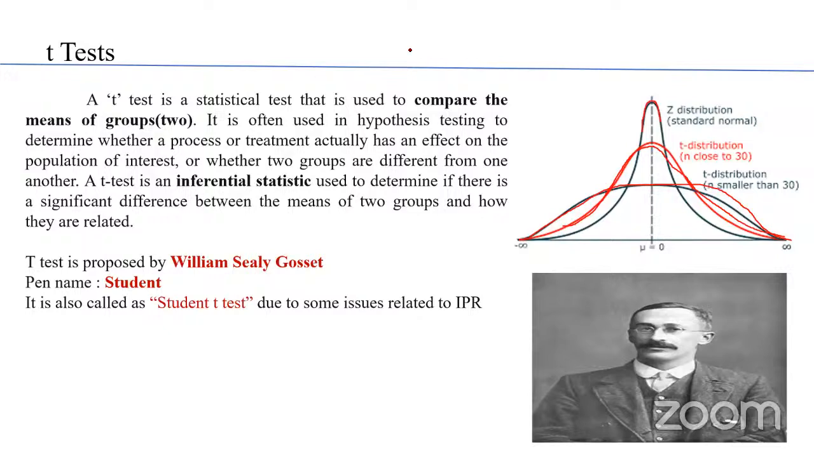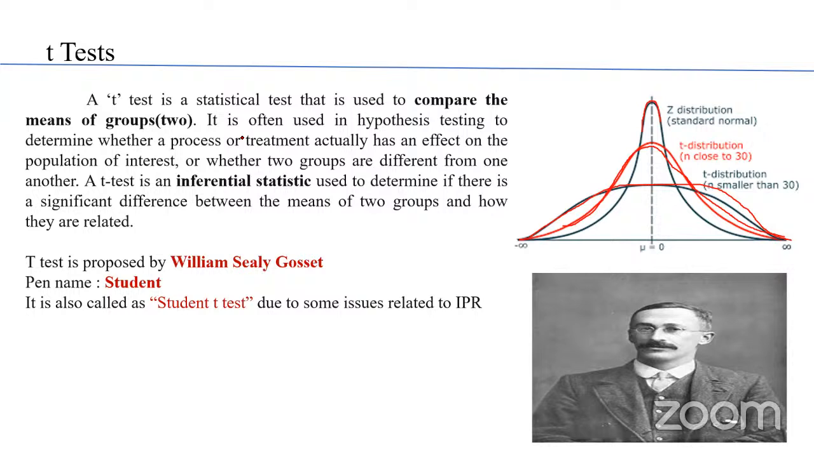Mesokurtic, platykurtic, and leptokurtic. So this is some kind of peakiness. Depending upon that, we use a t-test. Like whatever we have seen in the last classes, I'm just using that to the next level. And usually this t-test works almost similar to the z-test.